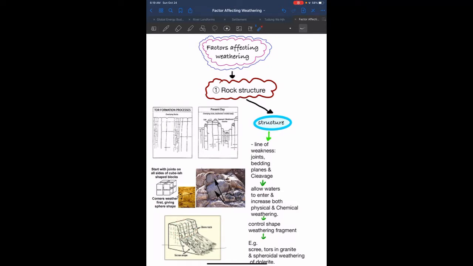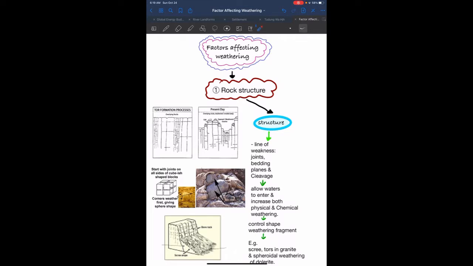Secondly are the tors, which are a landform formed in granite rocks. What happens here is water enters through the bedding plane and also through the joints. So after many years, the overlying rocks are removed by erosion, exposing a pillar-like structure, which is the tor.